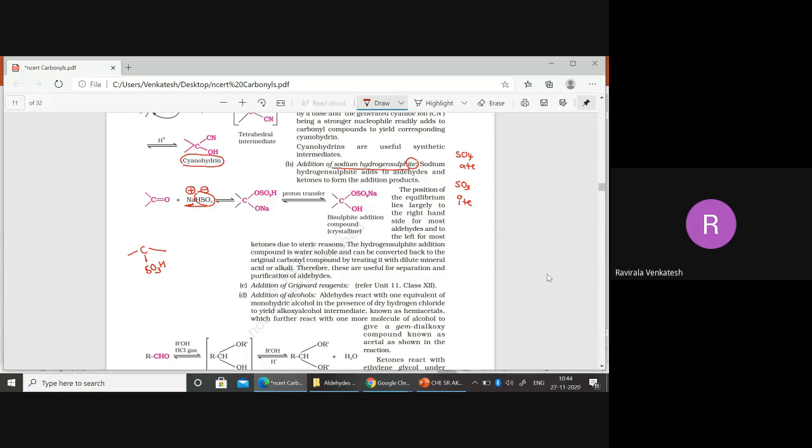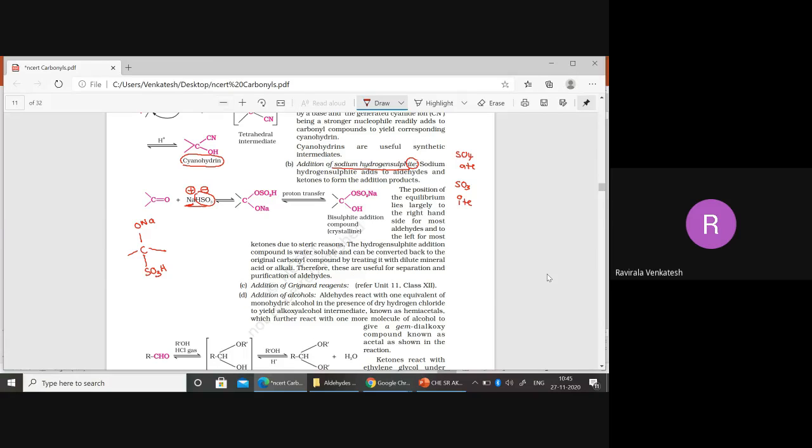This bond is with sulfur, not with hydrogen. Hydrogen will have only one bond. Again, I'm drawing here: this is with sulfur, SO3H. Hydrogen already has a bond with this oxygen, so a second bond you can't place here. So this is with sulfur. In this way we are going to get the product.